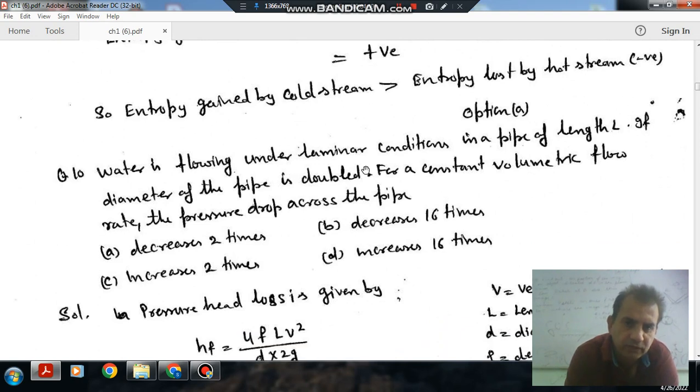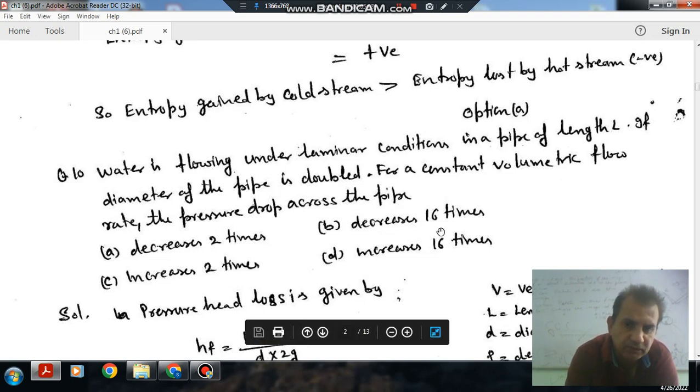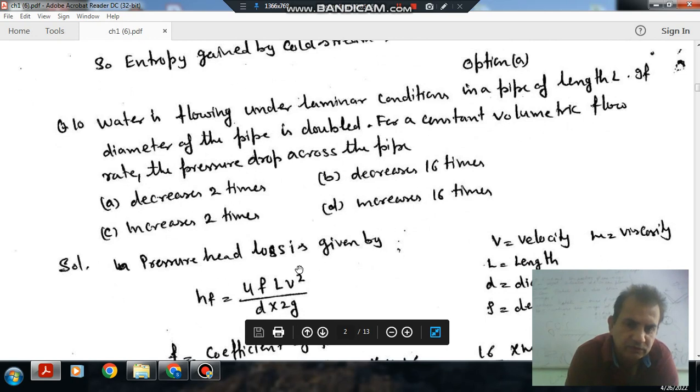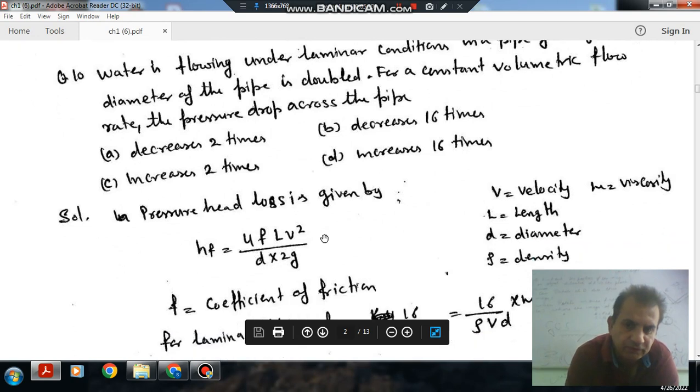Next, water is flowing under laminar conditions in a pipe of length L. If the diameter of the pipe is doubled for a constant volumetric flow rate, the pressure drop across the pipe: option A decreases 2 times, option B decreases 16 times, option C increases 2 times, option D increases 16 times. So pressure loss is given by 4 f L v square by D into 2g in a pipe. f is the coefficient of friction, v velocity, L length, D diameter, rho density, mu viscosity.